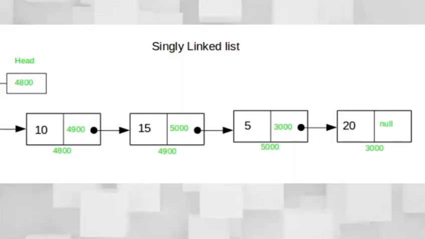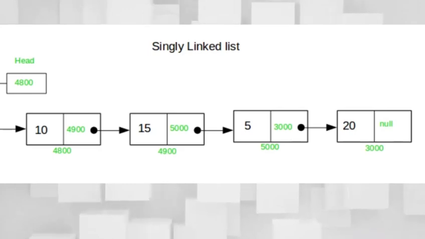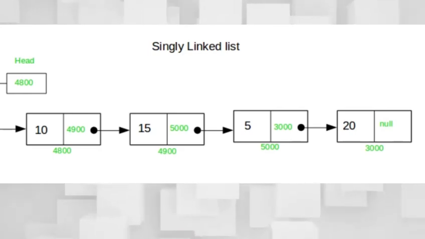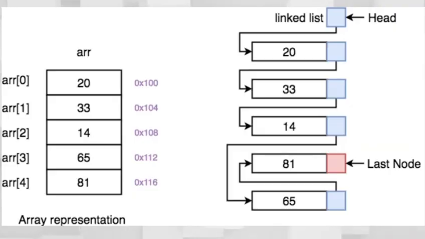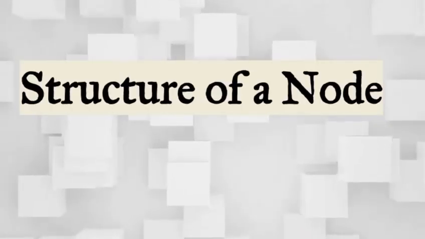Well, linked lists are a fundamental data structure that allows us to efficiently manage collections of data that can grow and shrink dynamically. Unlike arrays, linked lists do not have a fixed size and can easily accommodate varying amounts of data. Let's break down the structure of a node.